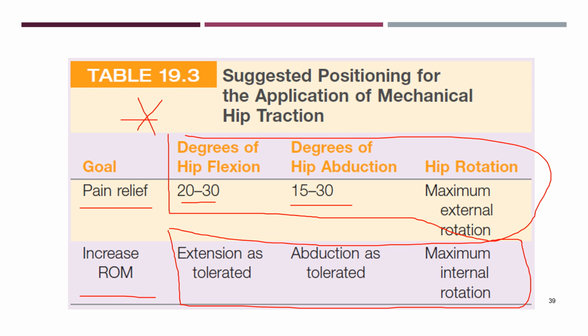We're going to do almost the exact opposite for increasing range of motion. So instead of putting them in flexion, we're going to put them into extension as tolerated, abduction as tolerated as well, and then instead of external rotation, we are going to internally rotate that hip. So you need to know those positions and the goal for those positions. Okay.